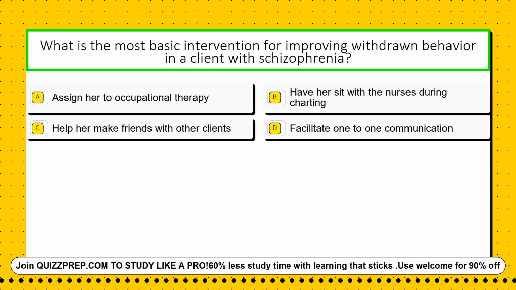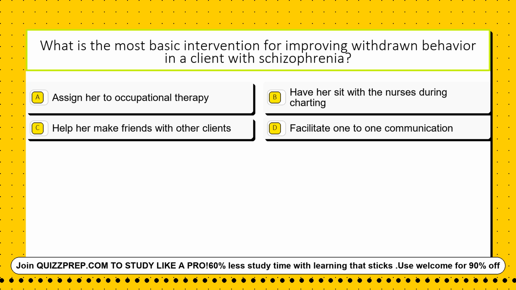Question 68. What is the most basic intervention for improving withdrawn behavior in a client with schizophrenia? Option A. Assign her to occupational therapy. Option B. Have her sit with the nurses during charting. Option C. Help her make friends with other clients. Option D. Facilitate one-to-one communication.